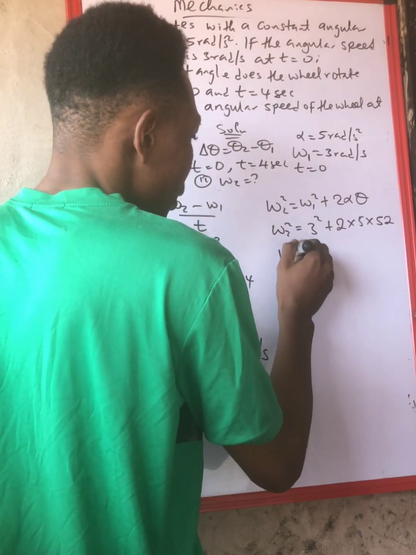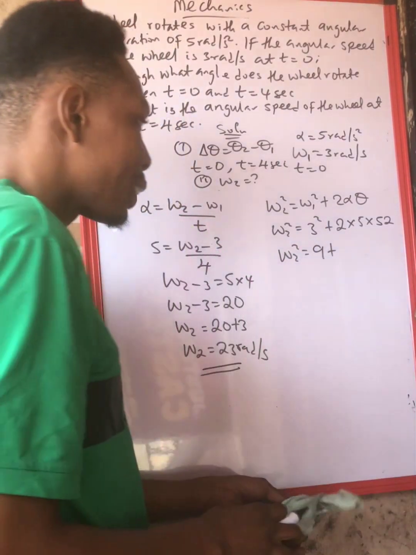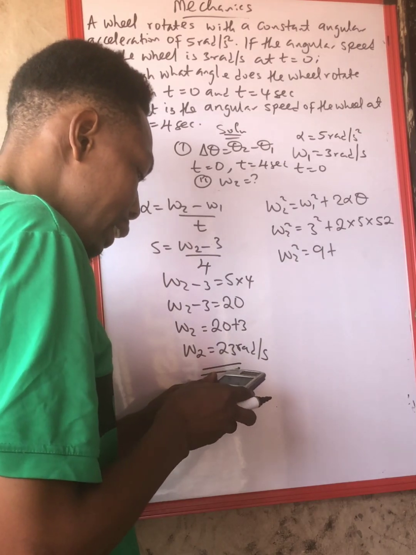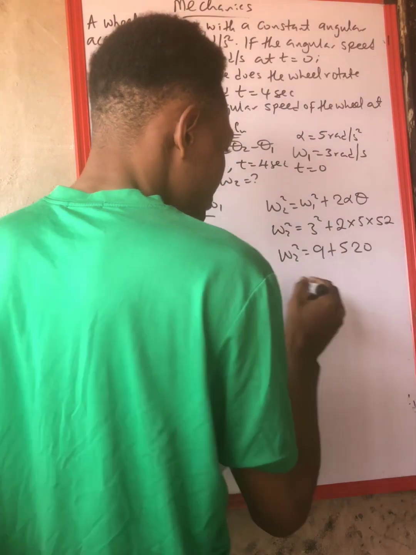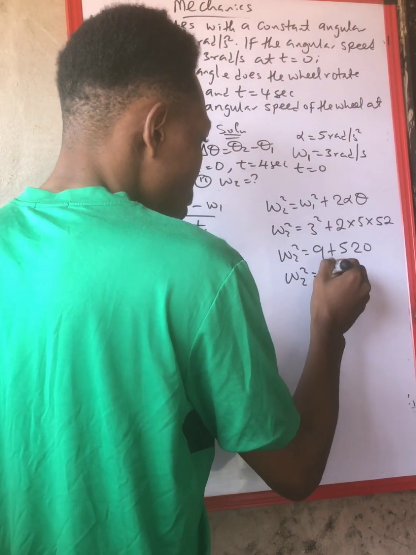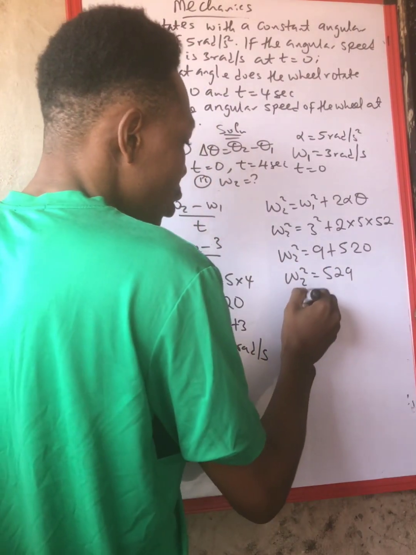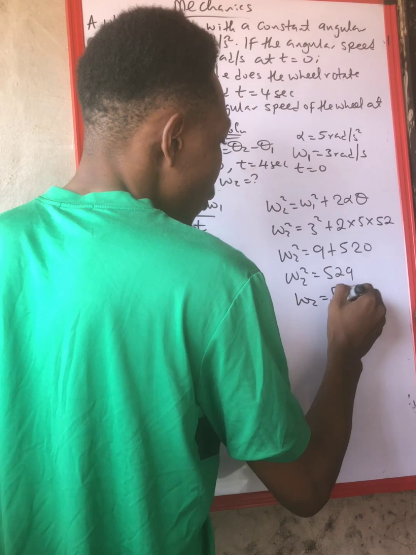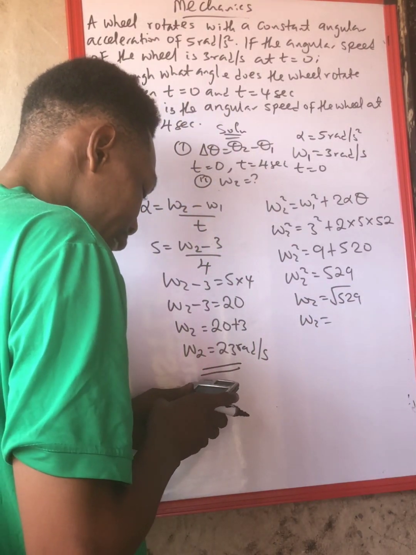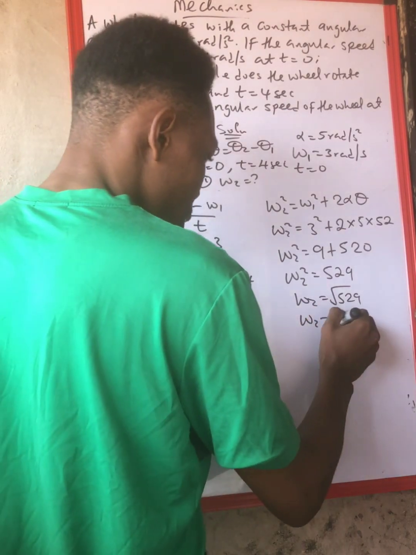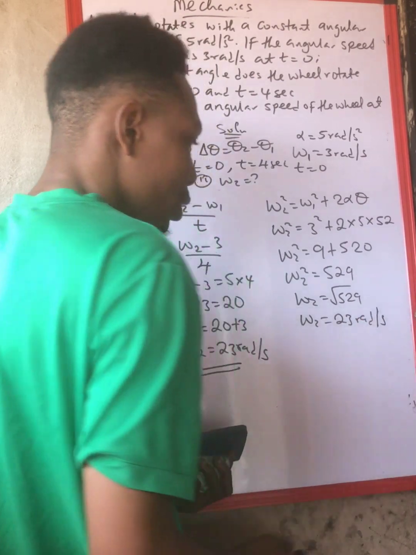So from there, our W2 squared becomes 3 squared, which gives us 9, plus 2 times 5, which is 10, and 10 times 52, which gives us 520. So our W2 squared becomes 529. Now to get W2, take the square root of both sides. W2 becomes the square root of 529, which gives us 23 rad per second. So that's it.